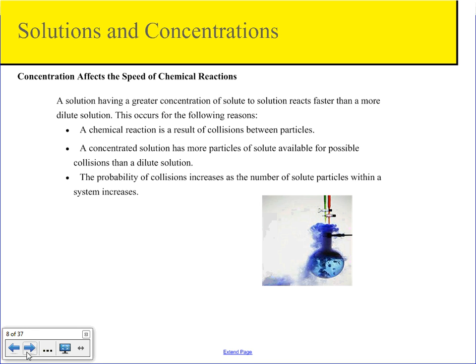So a solution having a greater concentration of solute reacts faster than a more dilute solution. This occurs for the following reasons. One, a chemical reaction is a result of collisions between particles. Two, a concentrated solution has more particles of solute available for possible collisions than a dilute solution. And three, the probability of collisions increases as the number of solute particles within a system increases.